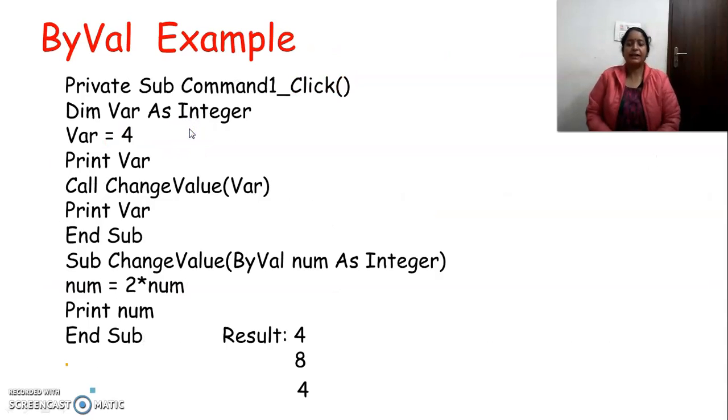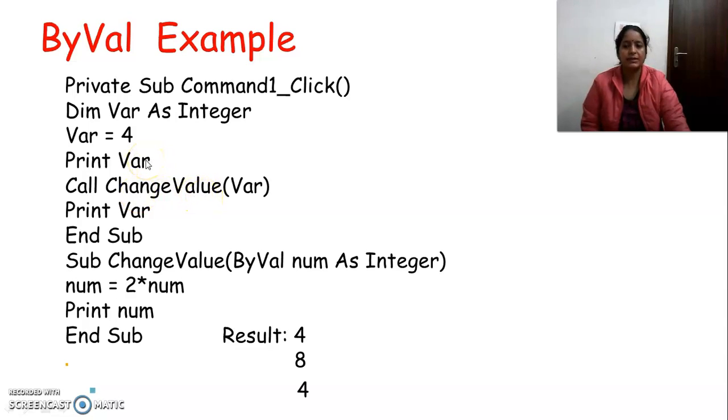Now we clarify it with the help of an example of ByVal and ByRef. As you see on the screen, there is one procedure, ChangeValue. Here we pass num as Integer by value by using the ByVal keyword. In this program, two memory locations are used, one for var and one for num. First of all, the value 4 is assigned to var and it will give the output 4. After that, we call the ChangeValue procedure.